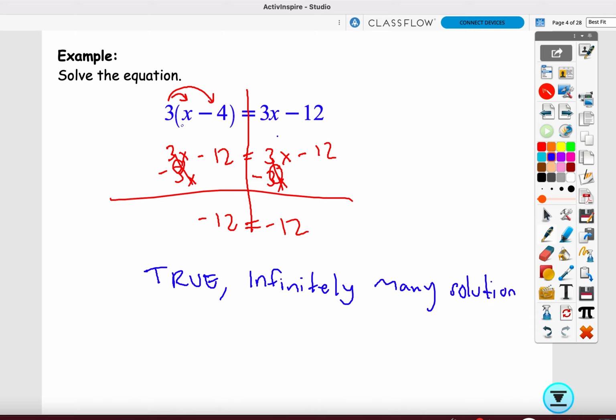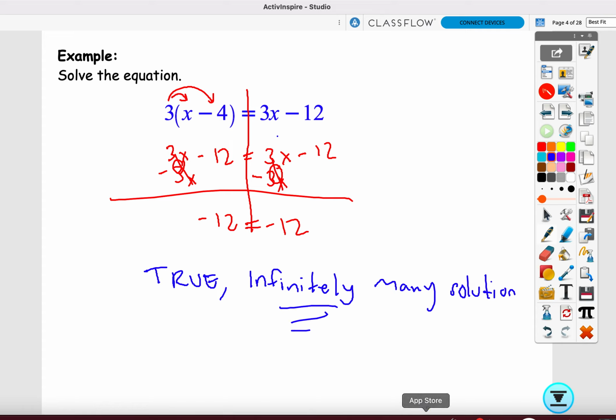4 minus 4 is 0. 0 times 3 is 0. So this is 0. 3 times 4 is 12. 12 minus 12 is 0. True. Let's do 5. 5 minus 4 is 1. Times 3 is 3. 3 times 5 is 15. Minus 12 is 3. 3 equals 3. Notice how 4 or 5 work. All of them are going to work, guys.